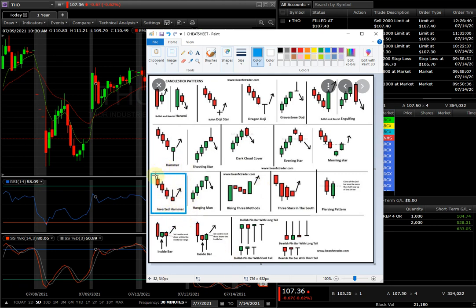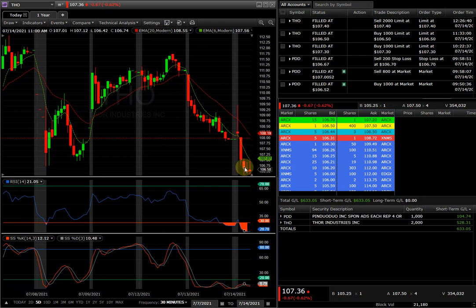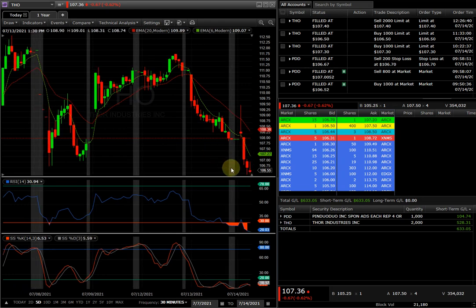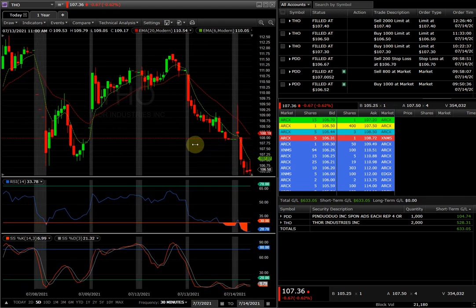An inverted hammer. Stock's falling, and then an inverted hammer. Kind of like this right here, right? Stock is falling, and then an inverted hammer. Kind of right here. And then another inverted hammer. So that's why I decided to enter another 1,000 shares right there instead of waiting for a fall a little bit more. On top of that, notice this chart right here.